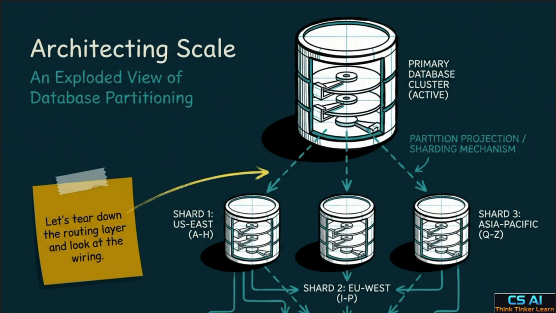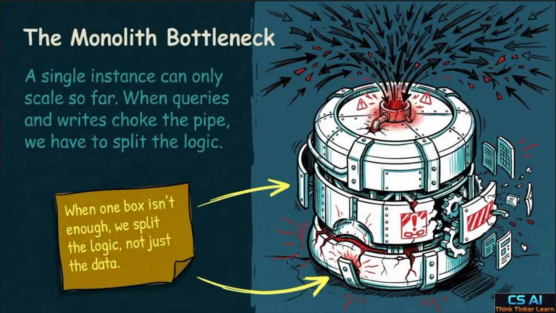Now, let's jump onto our architecture. Okay, the monolith bottleneck is very real. A single database instance has a physical limit. There is only so much pipe available to your queries and writes. When you hit that ceiling, you can't just throw more hardware at the problem. You have to get surgical. You need to split the logic, not just the data, to keep your system responsive.